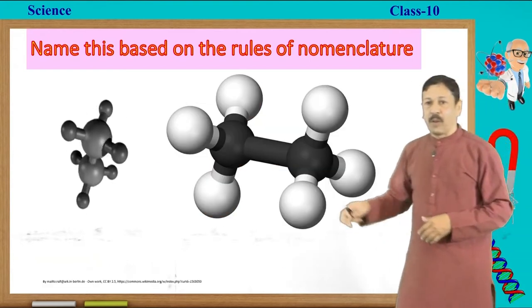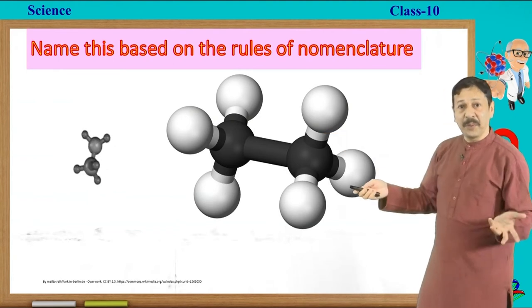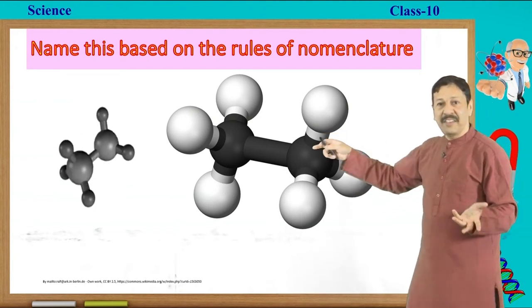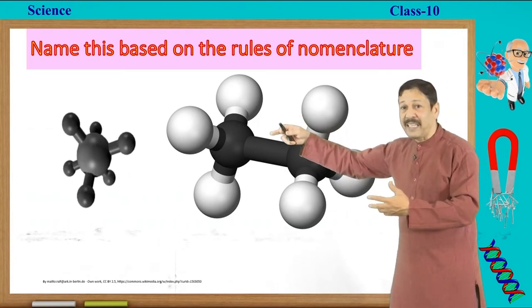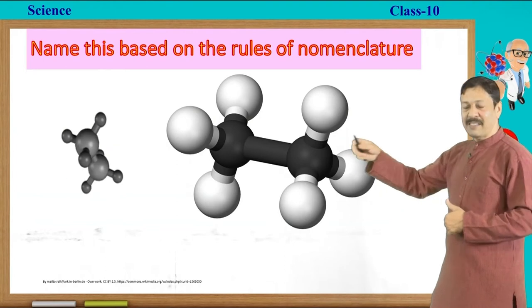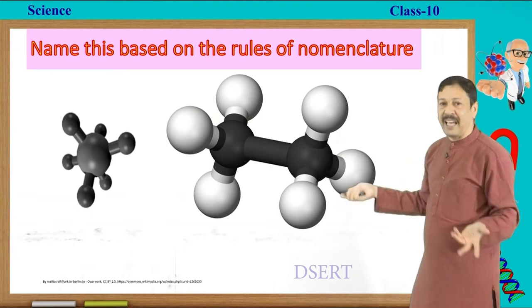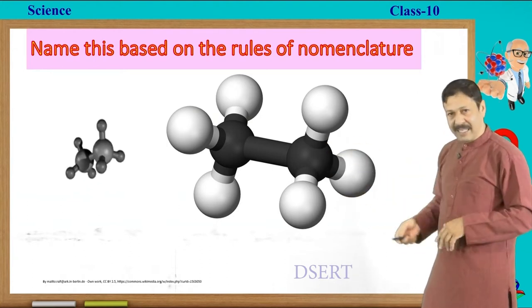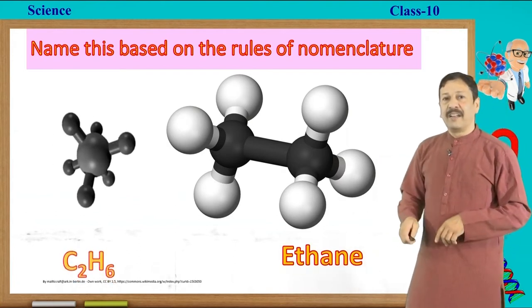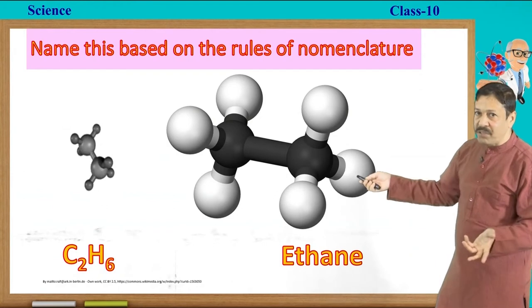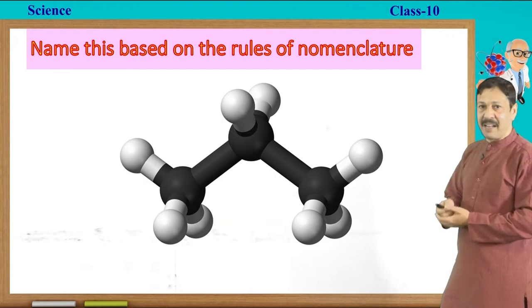Yes. What is this? How many carbons? 2. Yes. Here you are seeing the wonderful structure of ethane. So 2 carbons, hydrogen 6. Single bond means eth plus ane, ethane. Only hydrogen and carbon are represented here. This is ethane. Now check, have you written it? I hope you wrote this one. Now what is this? How many carbons are there?